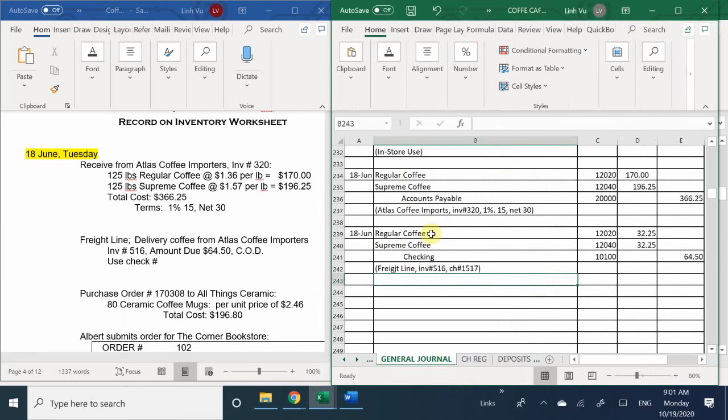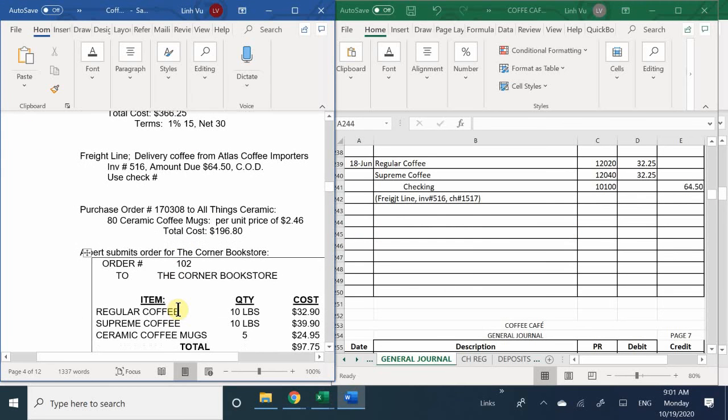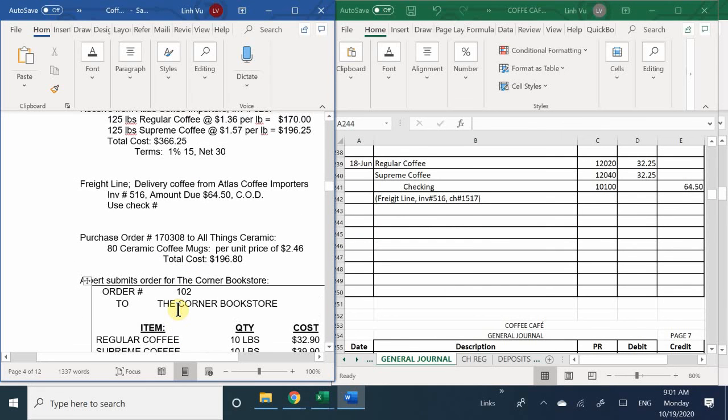Going back to our journal. So what happened next? What happened next?